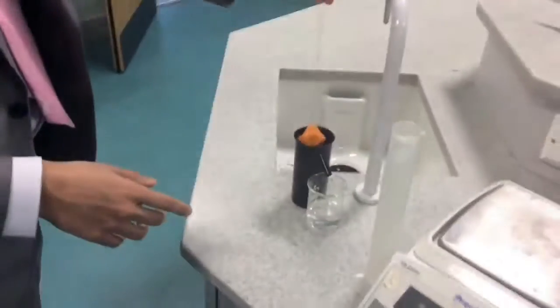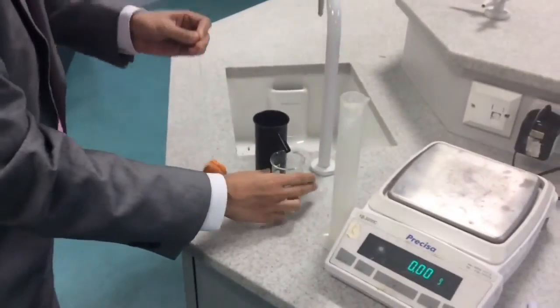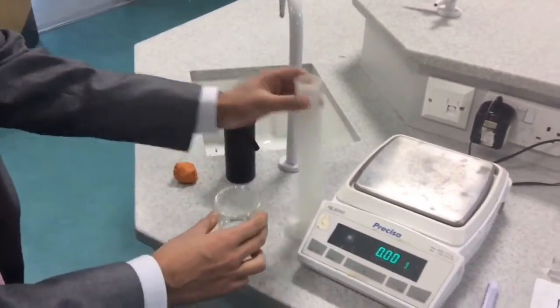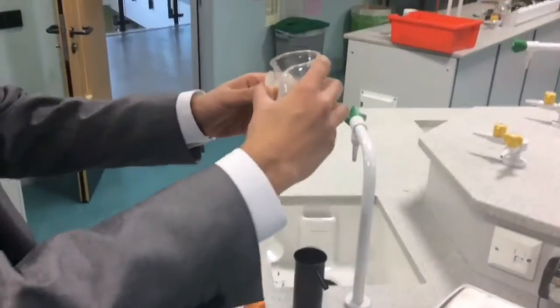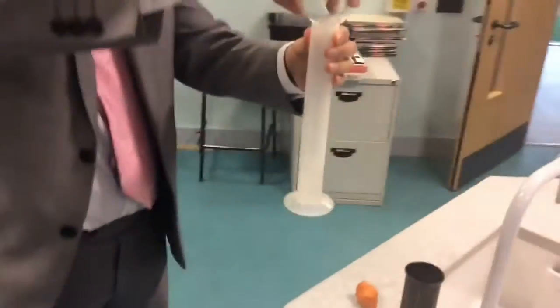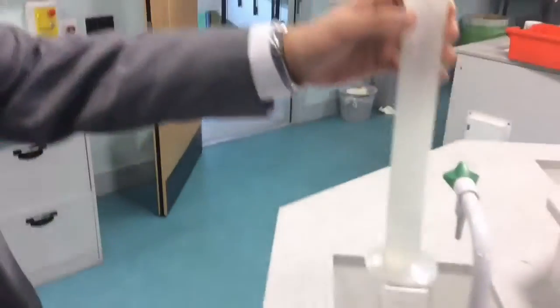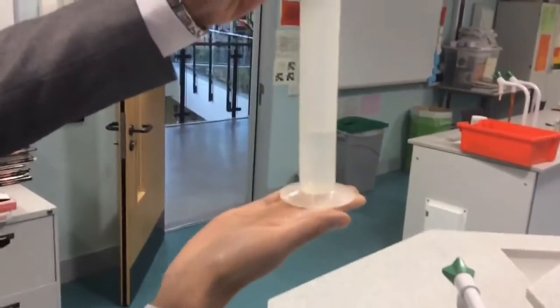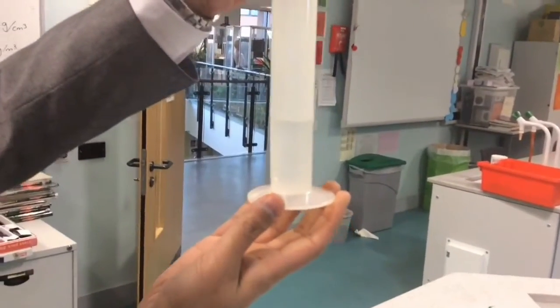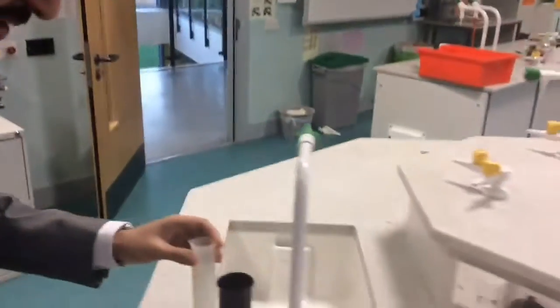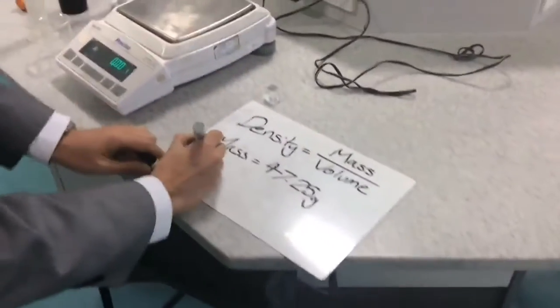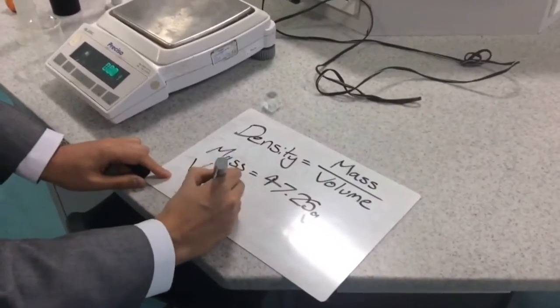There we go. And now we want to measure the volume of this water using a measuring cylinder. Make sure all the drops of water go in, and that looks to be 31 milliliters. 31 milliliters is the same as 31 centimeters cubed.